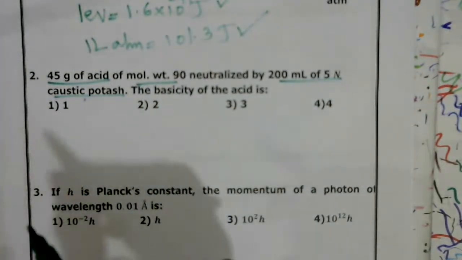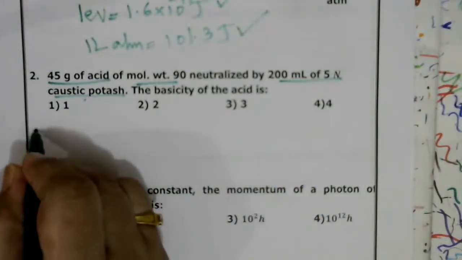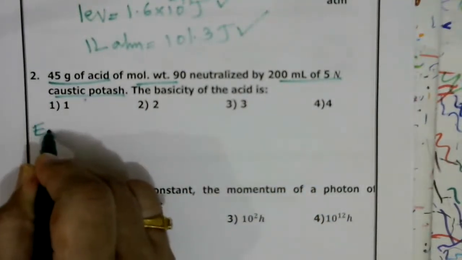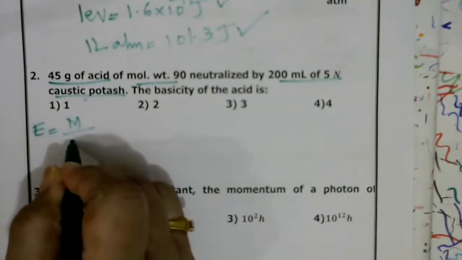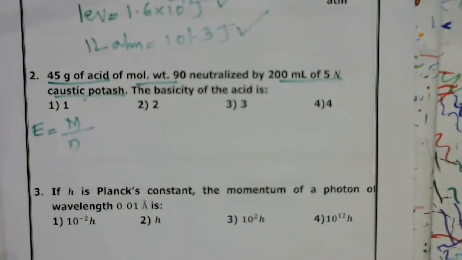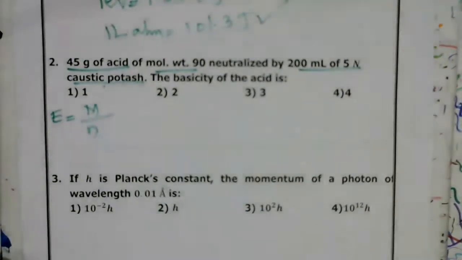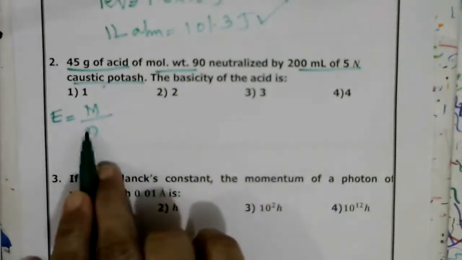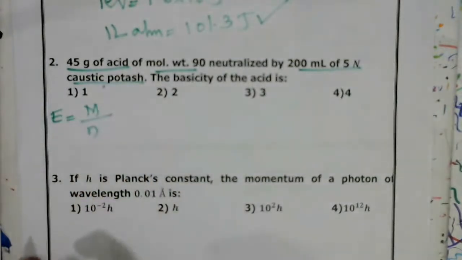We know very well that equivalent weight can be defined as molecular weight divided by basicity. For a base we'll take molecular weight divided by acidity. But here the question is related to acid, that's why I have written molecular weight by basicity. Basicity can be defined as the number of replaceable hydrogen ions. The number of replaceable hydrogen ions is called basicity.